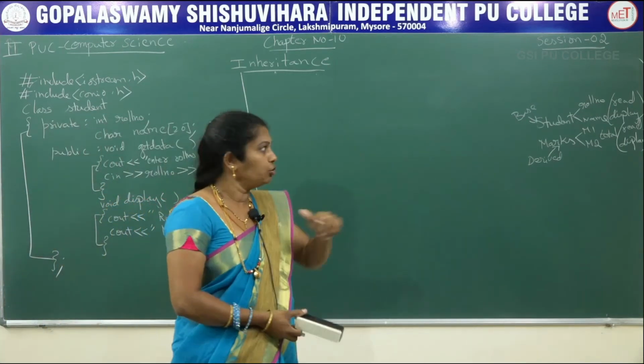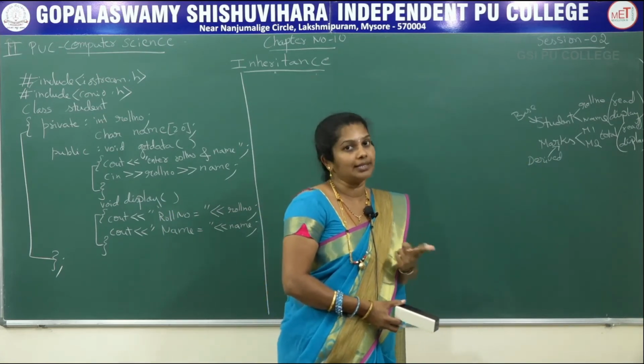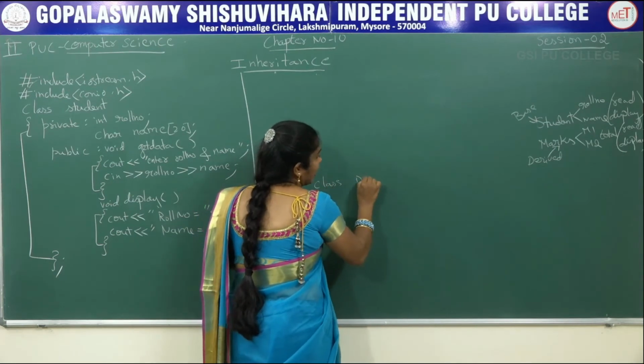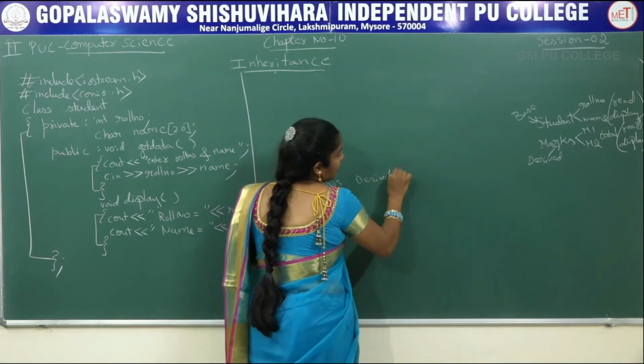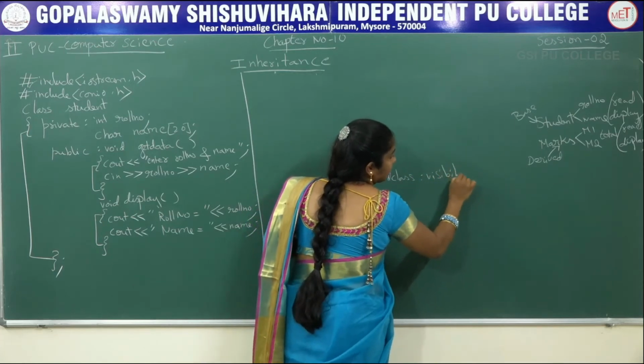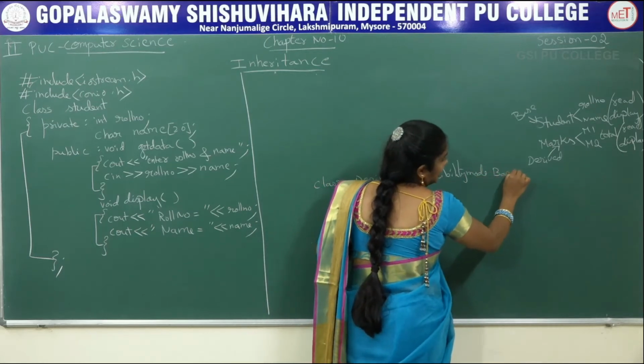Which derived class should I write? Marks should be written. I have already explained the syntax. First, how to write the syntax? Class, derived class, colon, visibility mode, then base class. This is the syntax I told you, is it not?